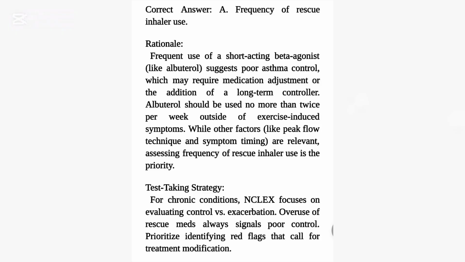Correct answer: A. Frequency of rescue inhaler use. Rationale: frequent use of a short-acting beta agonist, like albuterol, suggests poor asthma control, which may require medication adjustment or the addition of a long-term controller. Albuterol should be used no more than twice per week outside of exercise-induced symptoms. While other factors, like peak flow technique and symptom timing, are relevant, assessing frequency of rescue inhaler use is the priority.